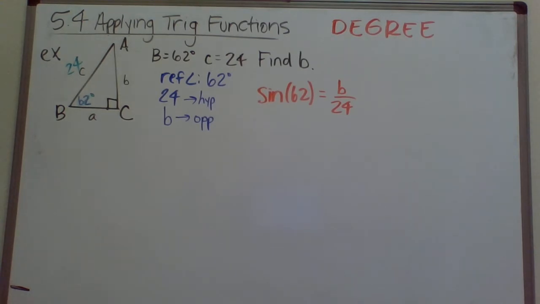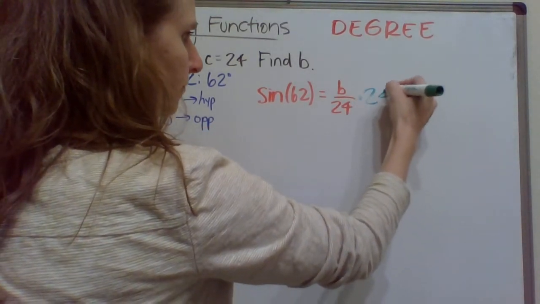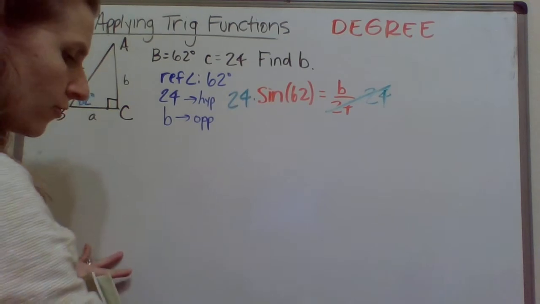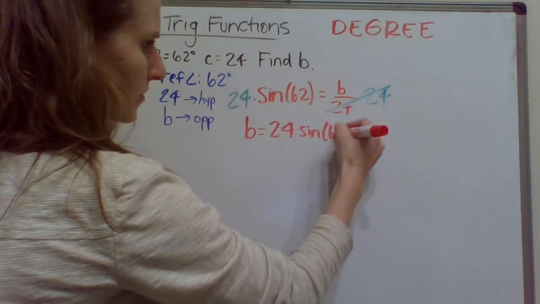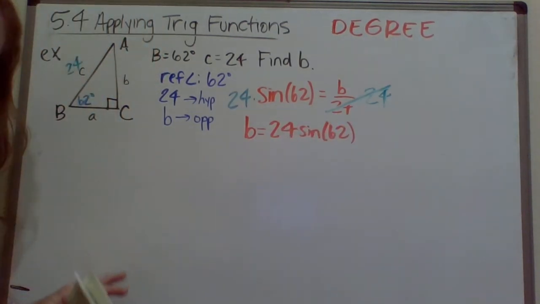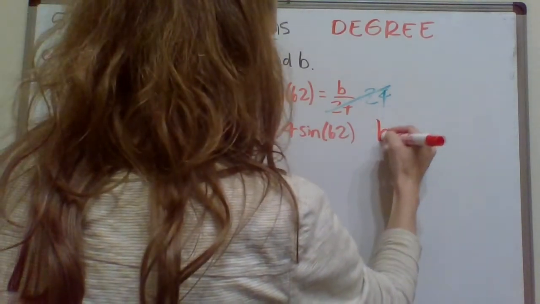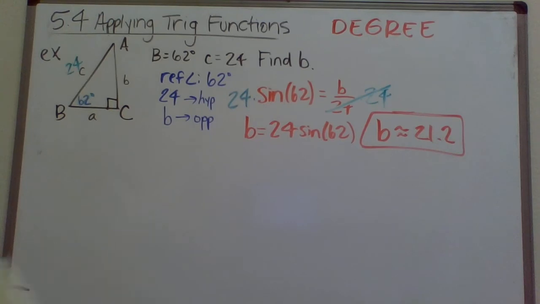So if I want to isolate the variable b, then I want to get rid of everything else. So the opposite of dividing by 24 is multiplying by 24. And what I do to one side, I need to do to the other side as well. So therefore, b is going to equal 24 times the sine of 62. And you're going to plug that into your calculator exactly as you see it. For the sake of consistency in this video, we're going to round everything to the nearest tenth, and you will get decimals many times. So to the nearest tenth, you should end up with b as approximately 21.2 when you plug that in your calculator.